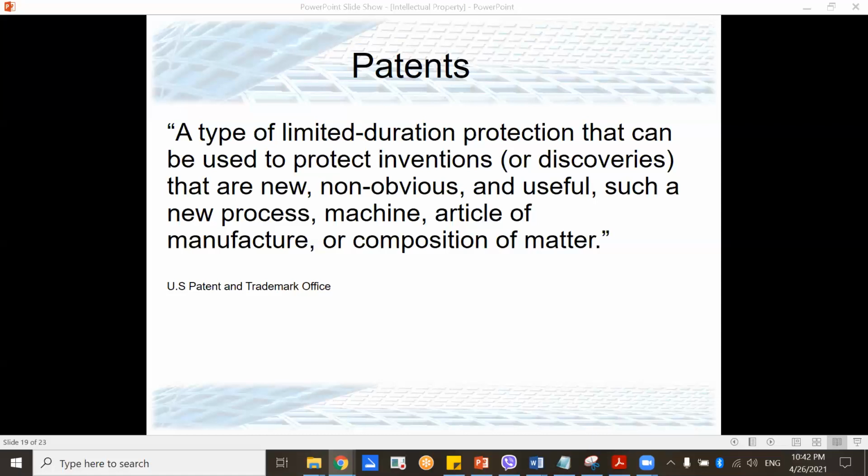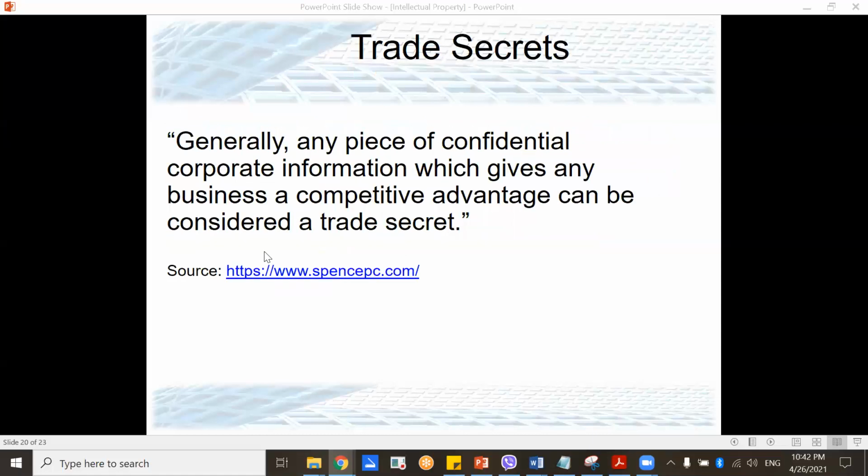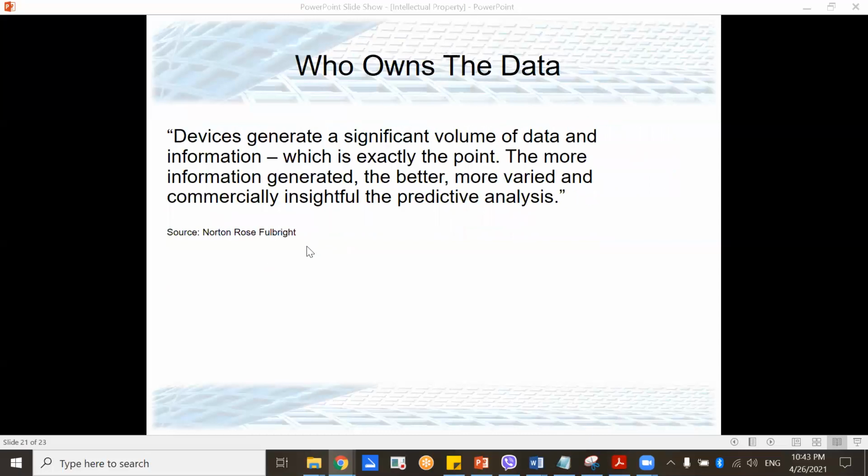We talked before about big data and social media and things like that. This is one of the things that you need to be concerned about. If your data is saved in the cloud, for example, how are you going to protect those ideas? So you may need to make sure those are secret information. So this is basically what patents are. And we talked about trade secrets. Now, who owns the data?